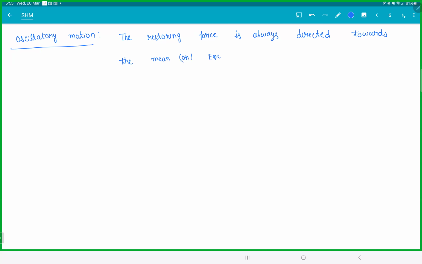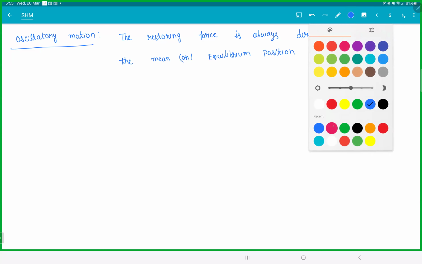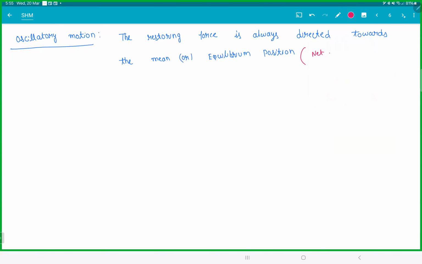What is the mean position or equilibrium position? Anyone remembers? Mean position or equilibrium position is the point where the net force is 0. Isn't that the meaning of equilibrium? Net force is 0. The max distance from the mean position is called amplitude. So when this body is oscillating, the maximum distance you go from the mean position is called amplitude. The symbol is A.